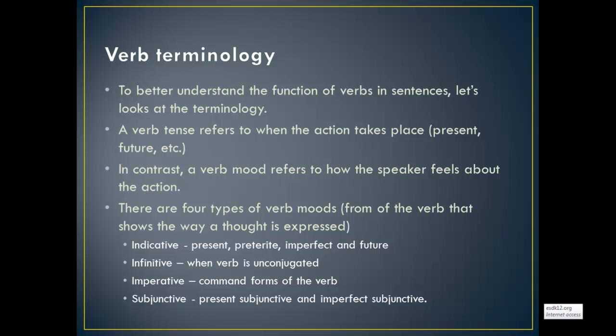Indicative is your tense, your present, preterite, imperfect, and future. Infinitive is your unconjugated form of the verb. Imperative are your commands, and subjunctive is your present and your imperfect subjunctive. These should be kind of review. Hopefully, you've covered some of this in English.